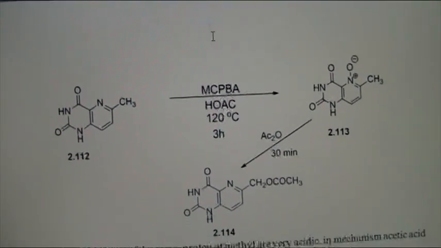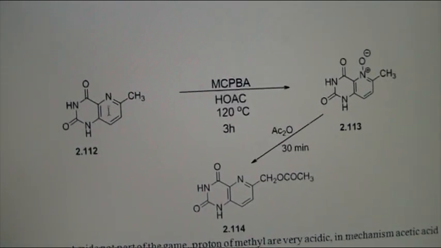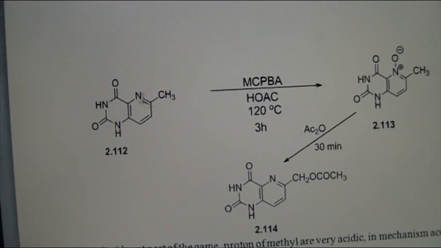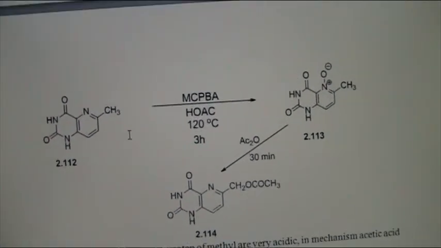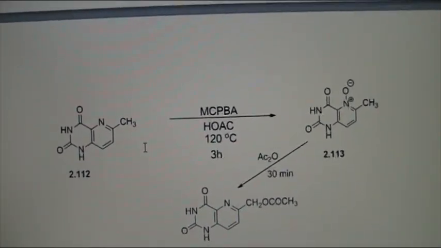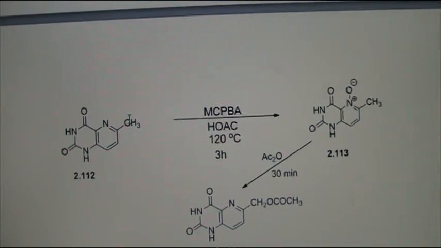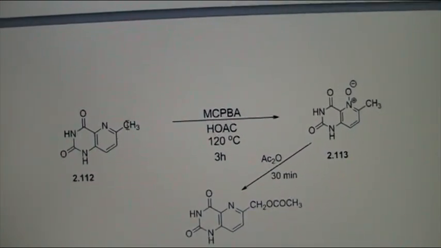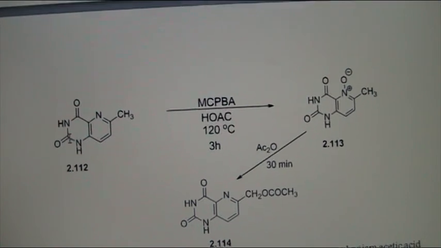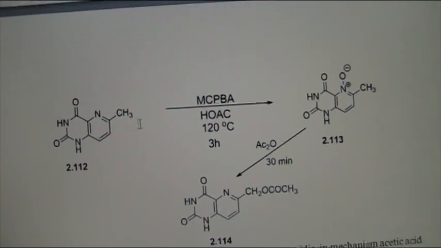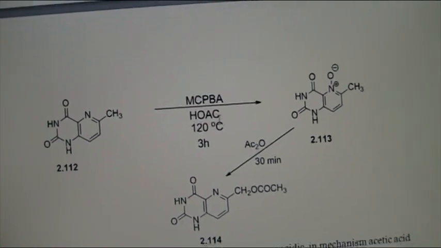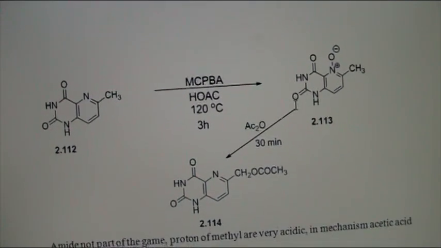So this is a reaction you can see here. Where is this one? This is the reaction like this. This one has a 5 substituent on methyl, with 2 oxygens here. Yes, MCPBA, acetic acid, 120 degrees centigrade.